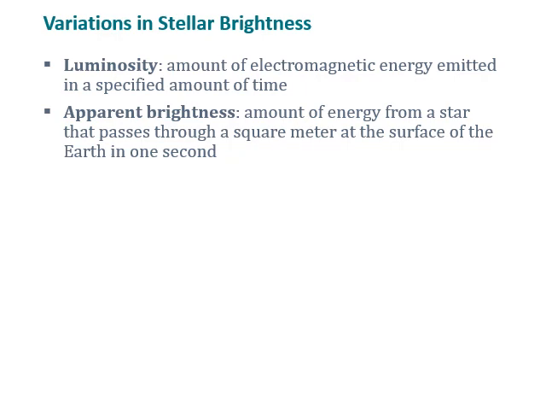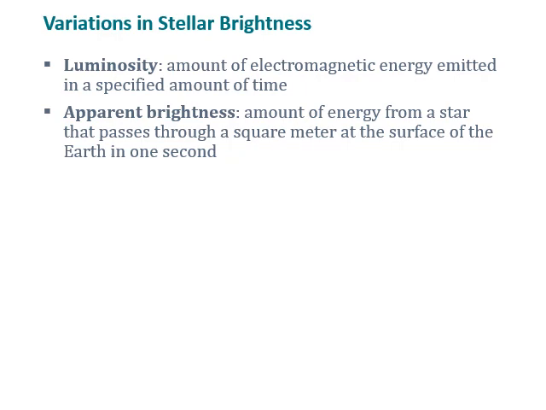Now let's discuss stars in general and stellar evolution. Stars vary in brightness not only depending on how far they are from Earth, but depending on their composition and the stage that they are in their evolution. Variation in brightnesses occur as a result of luminosity, which is the amount of electromagnetic energy emitted in a specified amount of time, and apparent brightness, which is the amount of energy from a star that passes through a square meter at the surface of the Earth in 1 second.